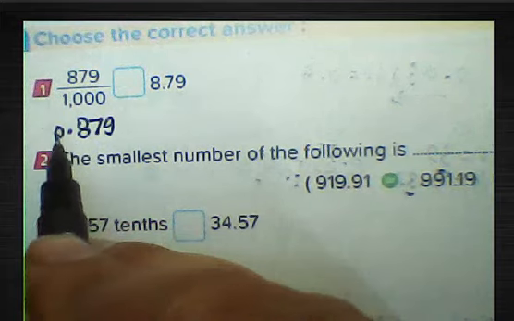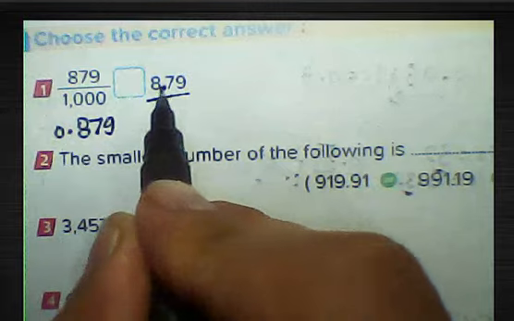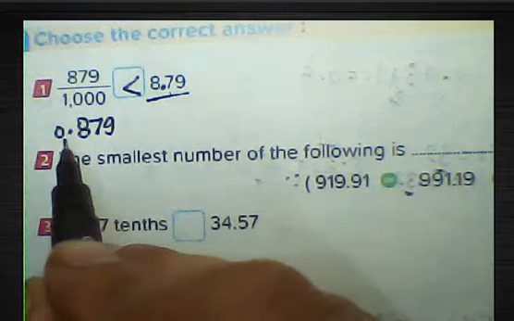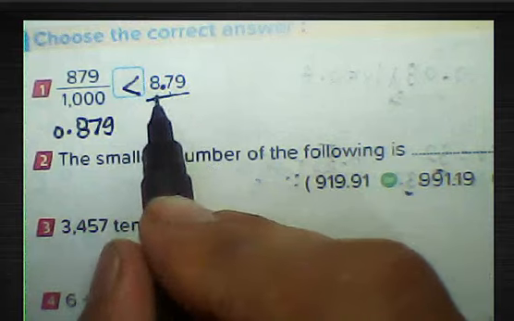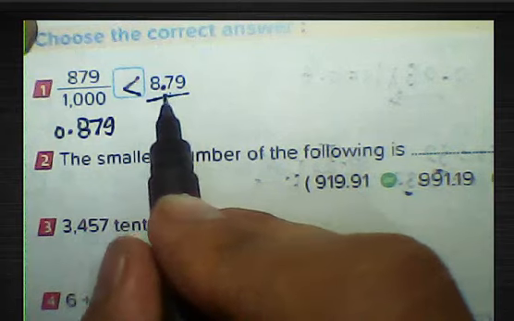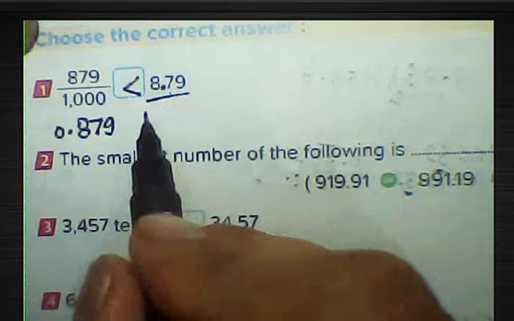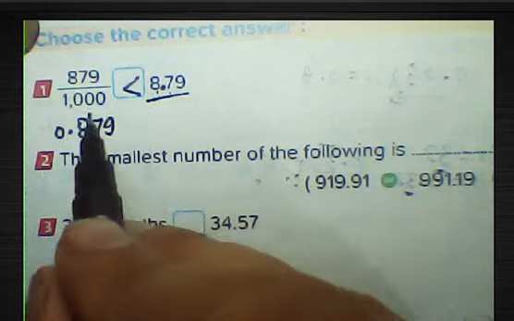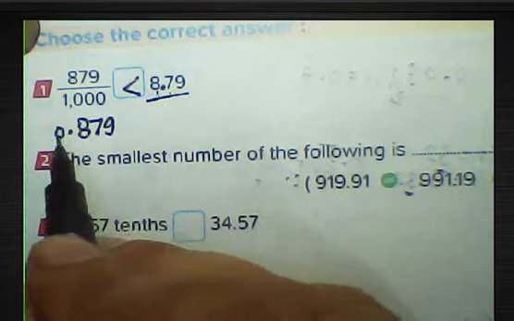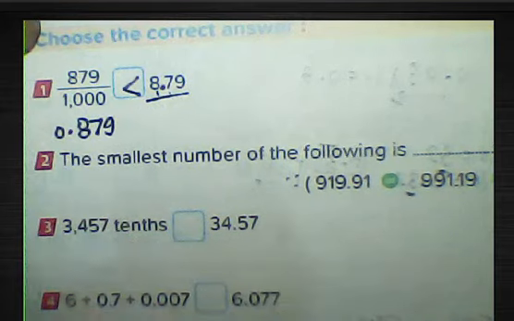Then 8 greater than 0, then this number will be greater than this number. 8.79 hundredth. Okay, then this number will be greater than, because 8 greater than 0, 8 lies in the ones, 0 lies in the ones, 8 greater than 0.